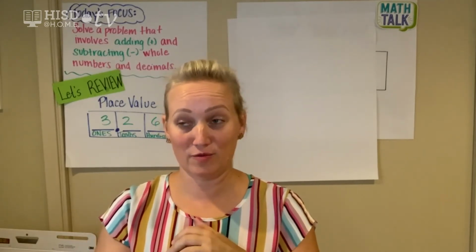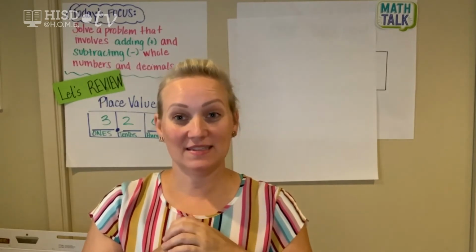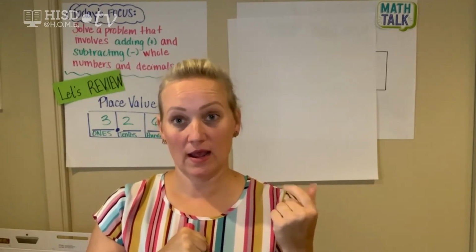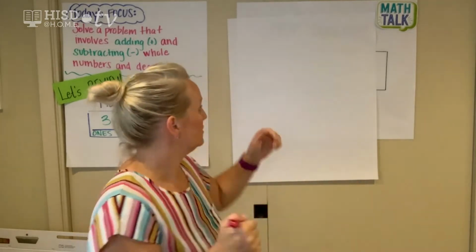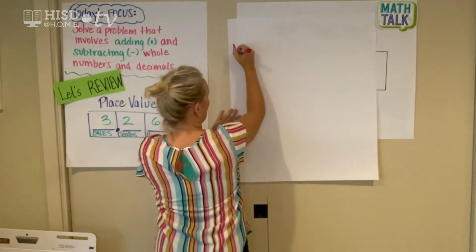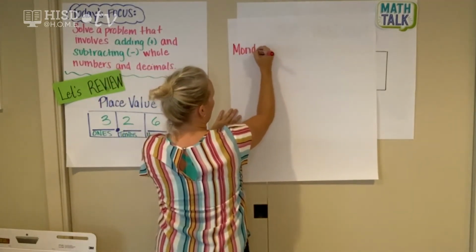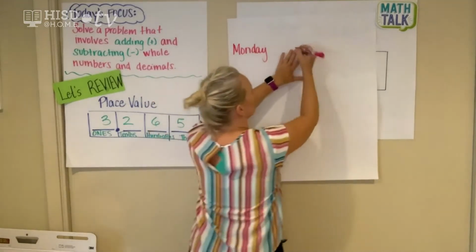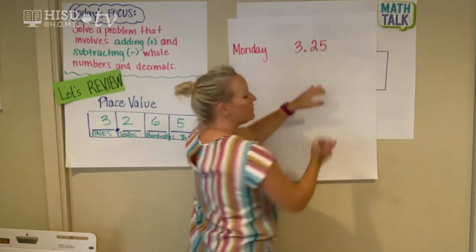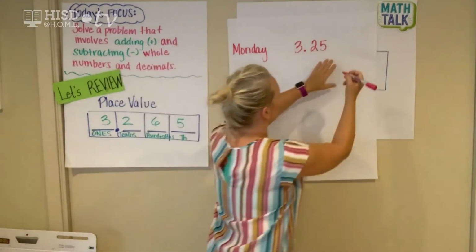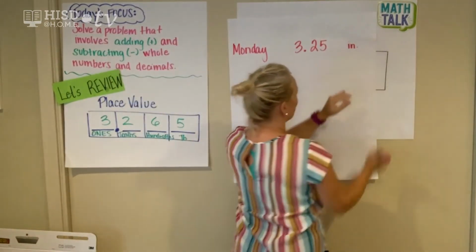I don't know what day it is for you, but it might be a different day because I recorded this. But let's say yesterday it rained, it was Monday, and today is Tuesday. So let's say that yesterday it rained some inches, and they usually measure rain in inches. So let's say on Monday it rained 3.25 inches. I can write inches over here so we know we're talking about inches.